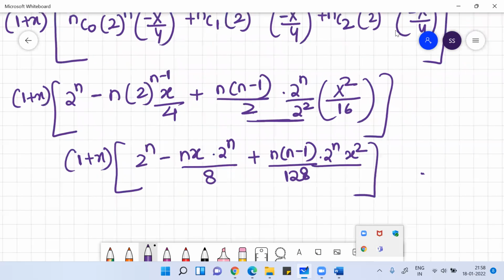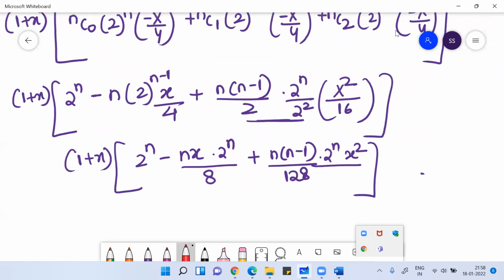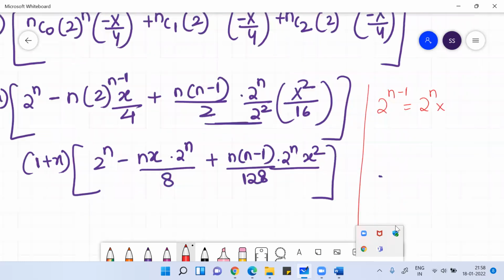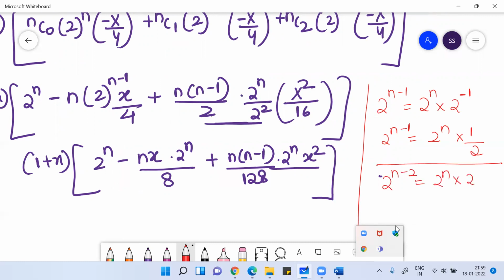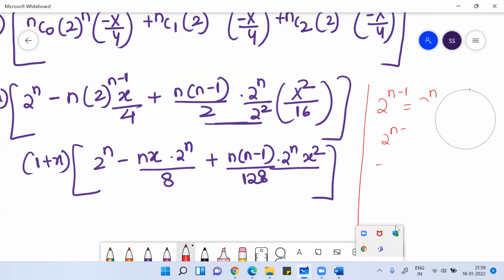Fine. Those who are confused, not very sure, good with indices and all, please understand 2^(n-1) is nothing but 2^n into 2^(-1). If you know the basic rule of indices, 2^(n-1) is 2^n into 1/2. This is what I did. So 2^(n-2), I wrote 2^n into 2^(-2). This becomes 2^n by 4. Clear, everyone?